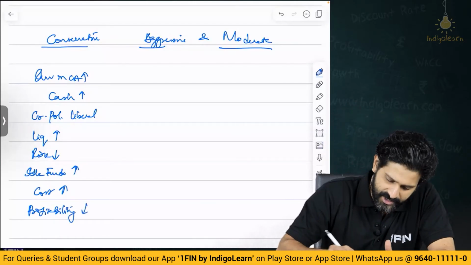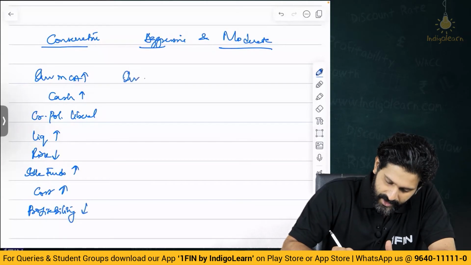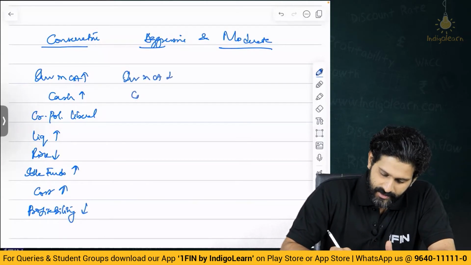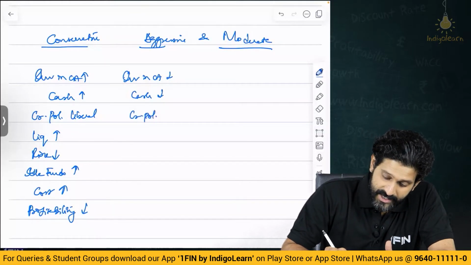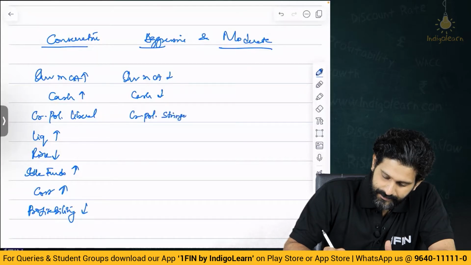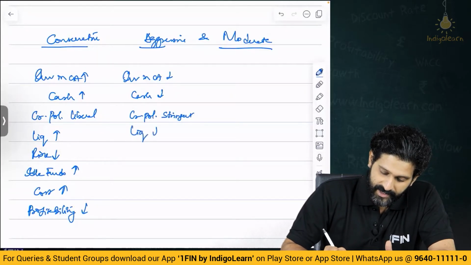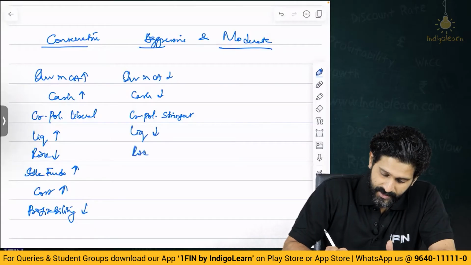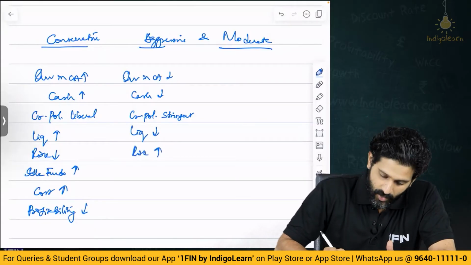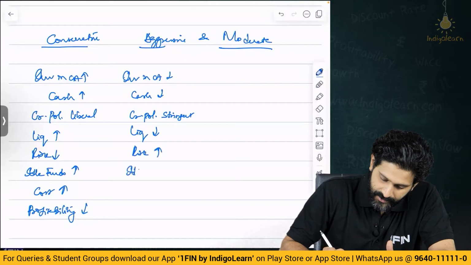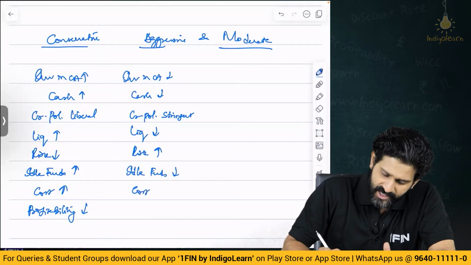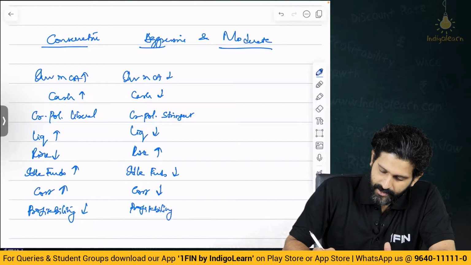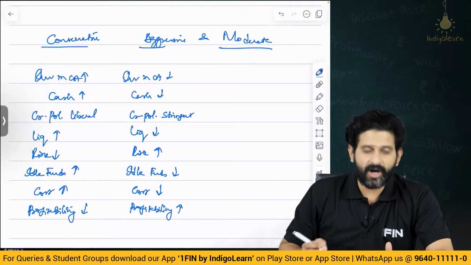Correspondingly, what happens in aggressive policy? Investment in current assets is less. Correspondingly, cash balance is less. Credit policies are strict or stringent. Liquidity is less. Therefore, risk is more. Now, idle funds are less. Exactly opposite. Therefore, cost is less. Therefore, profitability is more.